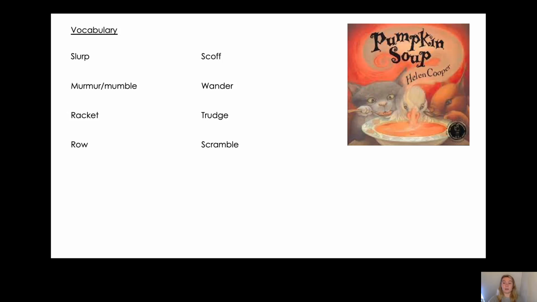Okay, so that's some vocabulary that we will find in the text. Now, are you ready to read the story with me? You can either follow along on the document that I've sent you with the story on, or you can just listen to me for now. Okay, so let's start. Pumpkin Soup by Helen Cooper.